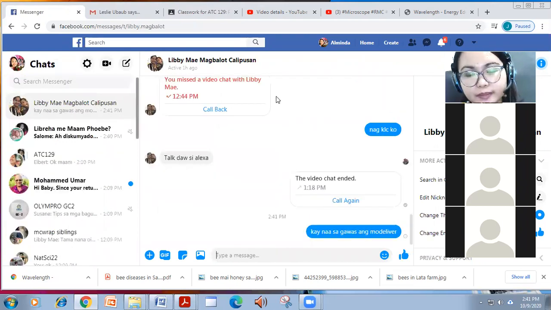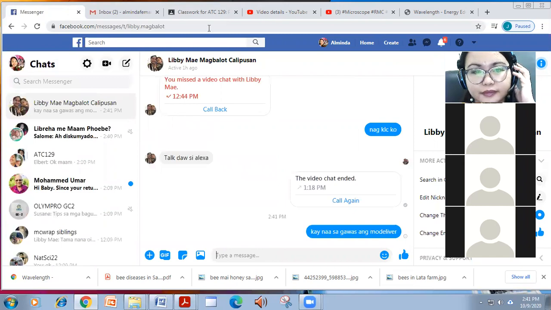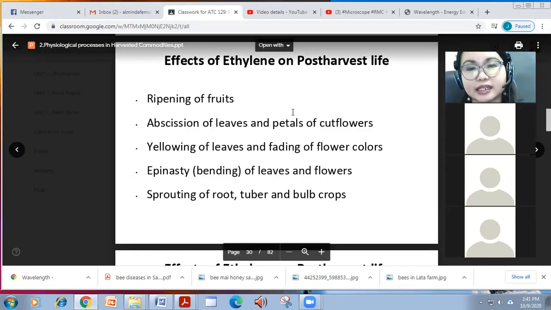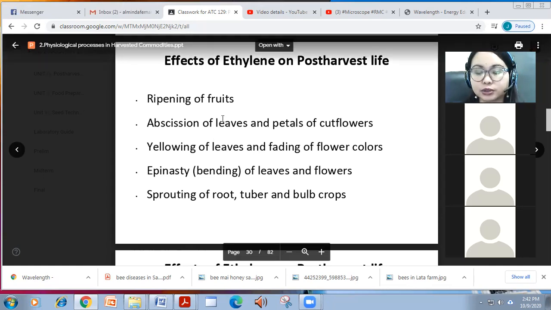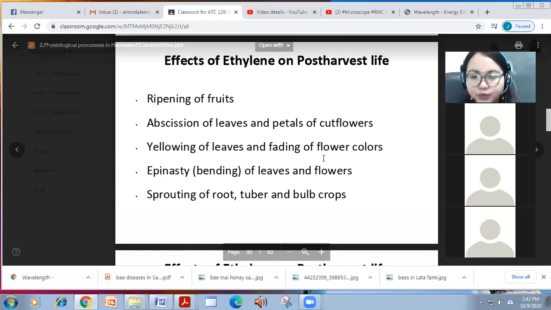Okay, so going back to the effects of ethylene on post-harvest life. So it's a ripening agent. No, natural ripening, but most of the commercial ones na mabibili natin that we can buy on agricultural store are synthetic ethylene, like ethyl. Usually, ang brand niya ay ethyl. So it's for the ripening of fruits.